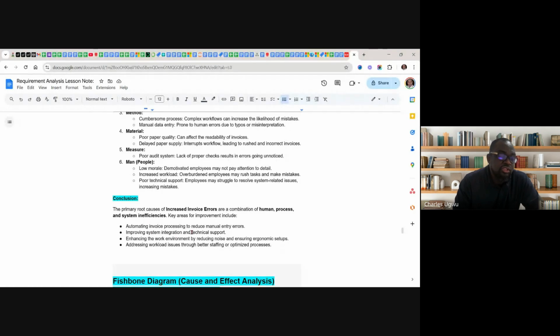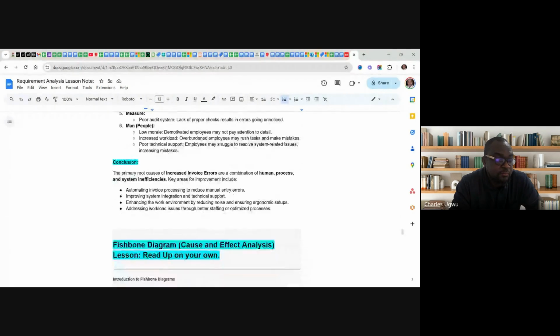Once this is sorted, this is the solution, you will find that you will not have any problem within your printing environment, not only with invoices, but with other things that come from the printing department as well.